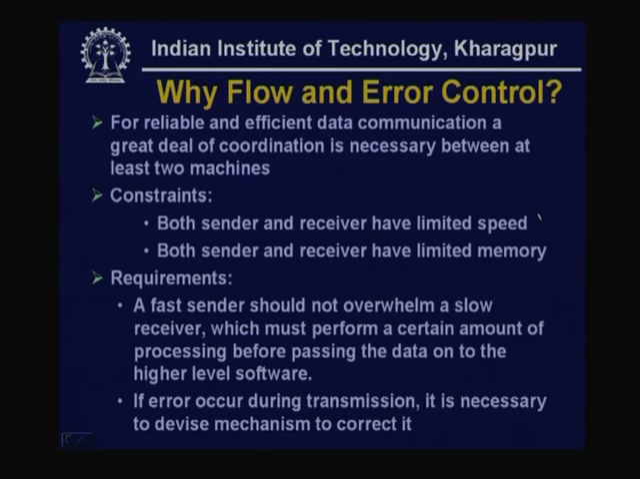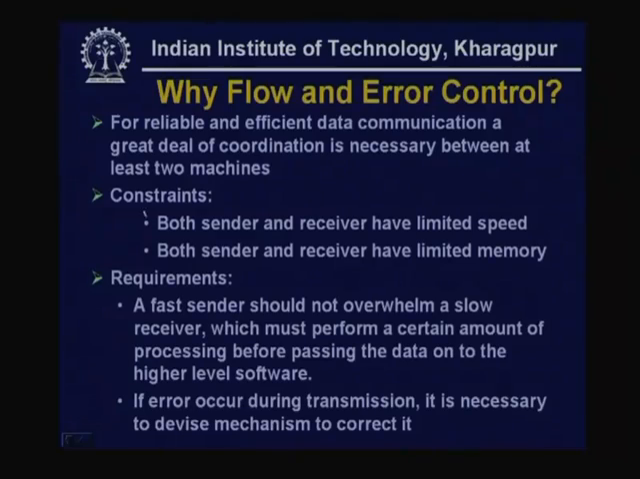First, let us focus on why flow and error control. As I mentioned, for successful data communication, we have to use certain techniques. We know that for data communication, we require at least two devices or two machines. One is the sender, another one is the receiver. And we require a great deal of coordination between these two devices for reliable and efficient data communication. Let us see what the constraints involved in it are.